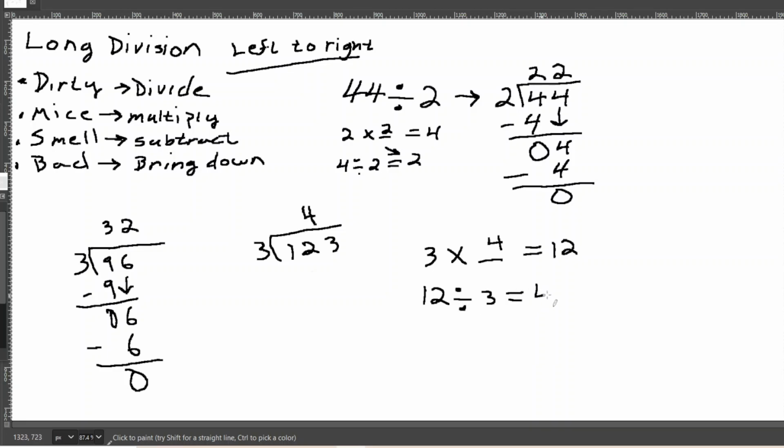is equal to 4. Now, if I were to be silly and put this 4 over here on top of the 1, what I'm telling people is that 1 divided by 3 is equal to 4. And that's not so, right? That's 0.33, which we're not even going to get into fractions yet. So you have to be very careful where you place that 4, okay? It does have to go on the 12 because 12 divided by 3 equals 4.